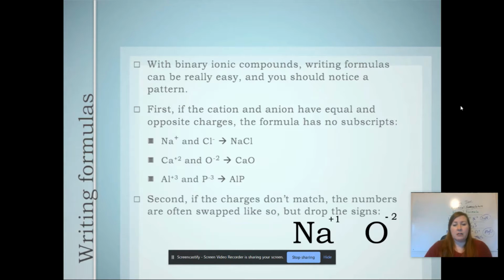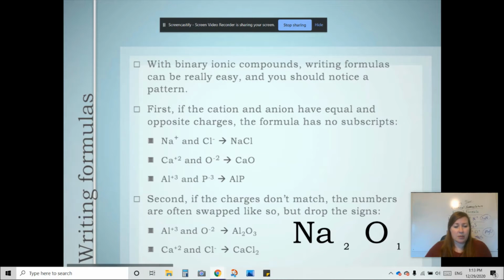The second thing you might notice is that if the charges don't match, the numbers are often swapped. So let me show you an example. And you drop the signs. So here we've got Na +1 and O -2. And it's kind of like the 1 goes down there and the 2 goes down there, and we drop the signs. And Na2O would be the way you'd write that formula.